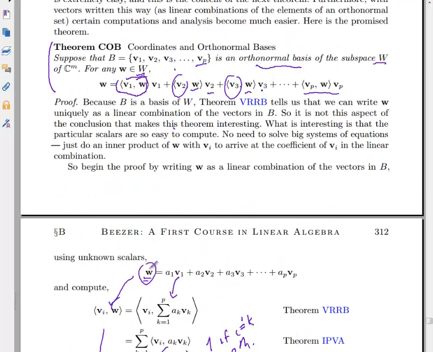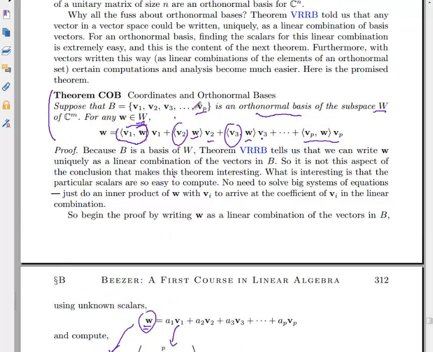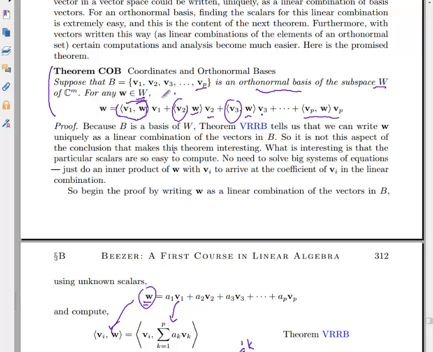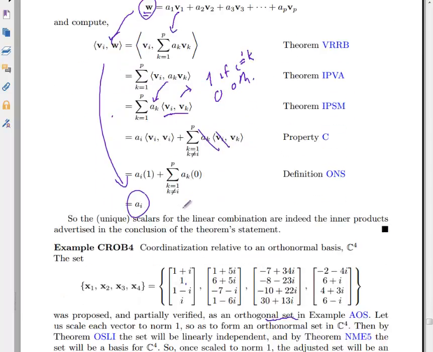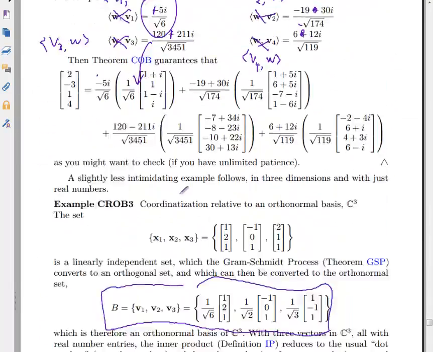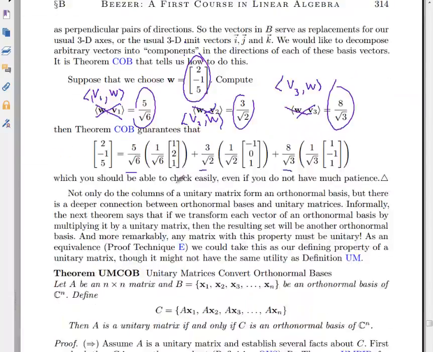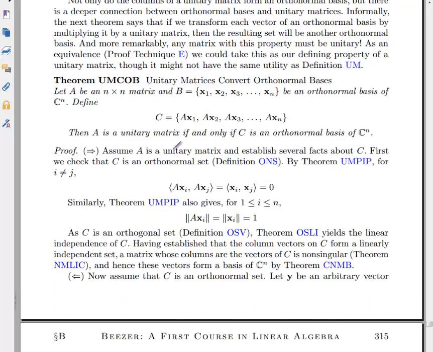You can see now that it's much easier to find these coefficients when the vectors are orthonormal. When we didn't have orthonormal vectors, we had to row reduce the matrix whose columns were the column vectors here, and we had to form the augmented matrix and so on. So this is a much easier way of finding coefficients. And I think that's well, no, there's one more thing here.